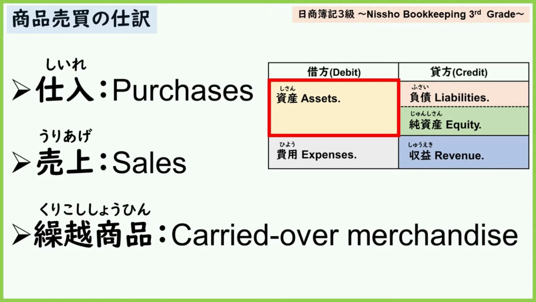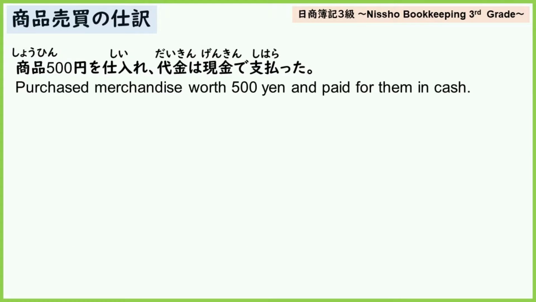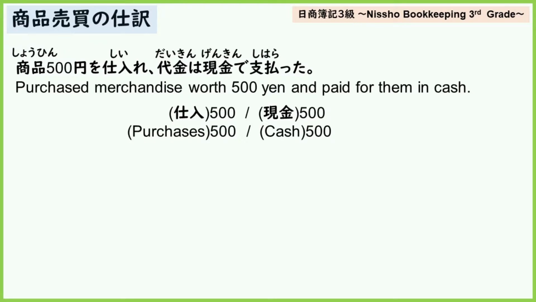Now, let's consider journal entries. Purchased merchandise worth 500 yen and paid for them in cash. The journal entry is as follows. Debit, purchases 500. Credit, cash 500. Since expenses for purchasing occurred, we will debit the account. The credit side represents a decrease in the asset of cash.